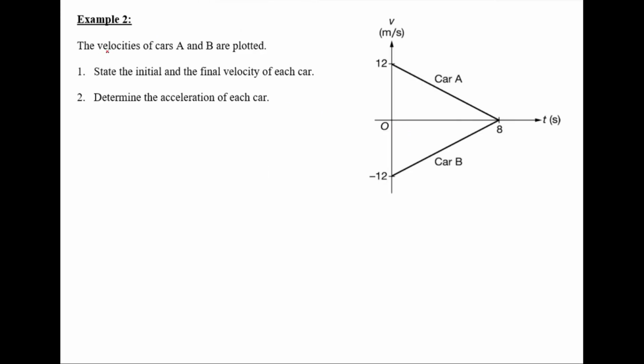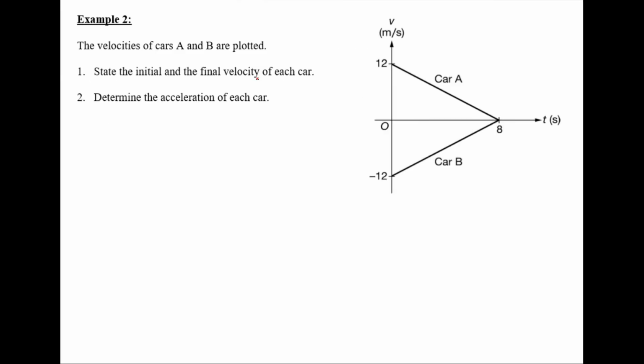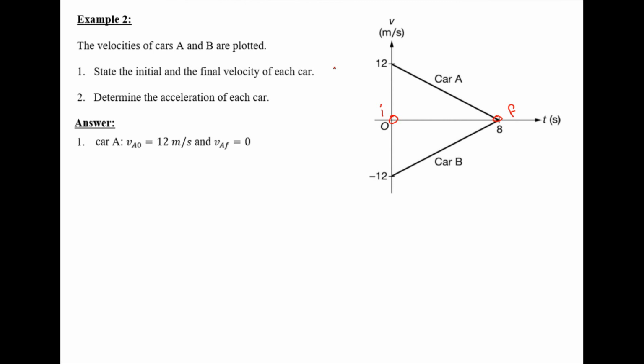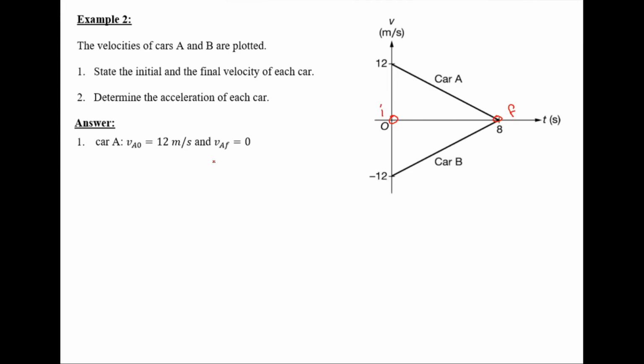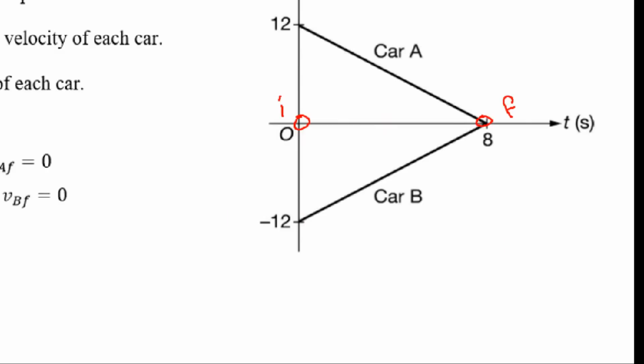In number 1, they're telling us to state the initial and the final velocity of each car. That would be the initial and that would be the final. If you consider car A, the initial velocity is 12 and the final velocity, where it meets the t-axis, would be 0. And as for car B, the initial velocity is minus 12 and the final velocity would be 0 as well.